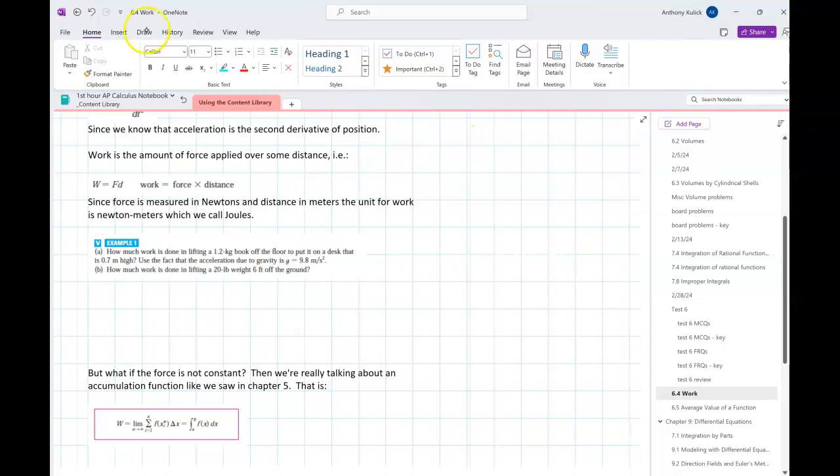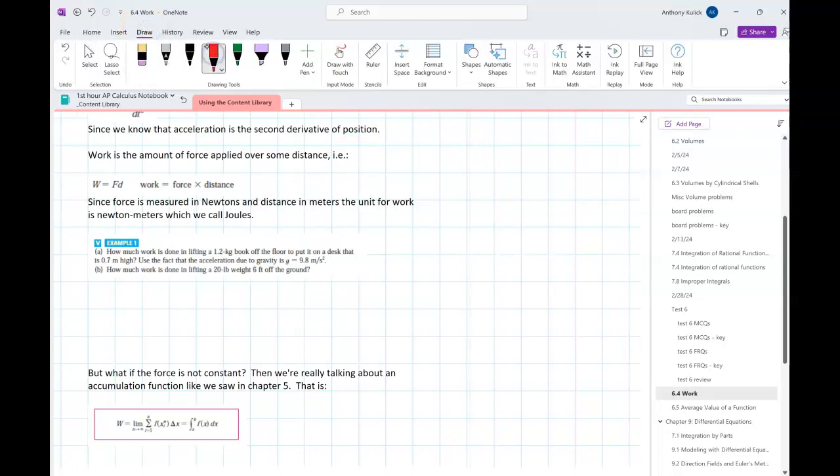So how much work is done lifting a 1.2 kilogram book off the floor to put on a desk that is 0.7 meters high? Use the fact that acceleration due to gravity is 9.8 meters per second squared. Well, we're asking for work, right? Which is force times distance.